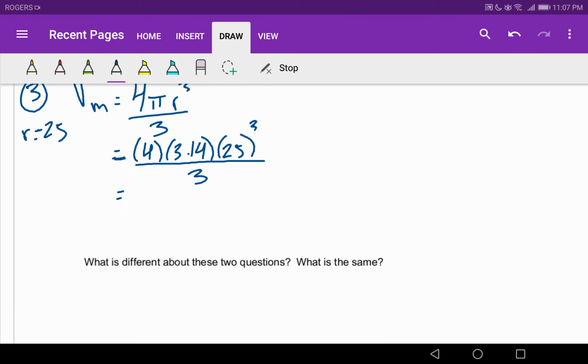Okay, so do your exponents first. Do 12.5 to the power of 3. Then multiply by 3.14 times 4. Press the equal sign. Divide by 3. And you will get 8,177. And let's leave it at that with no decimal places. All right? And that's centimeters cubed, right?